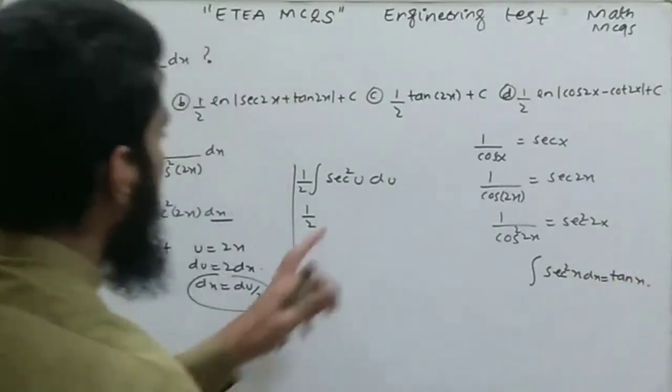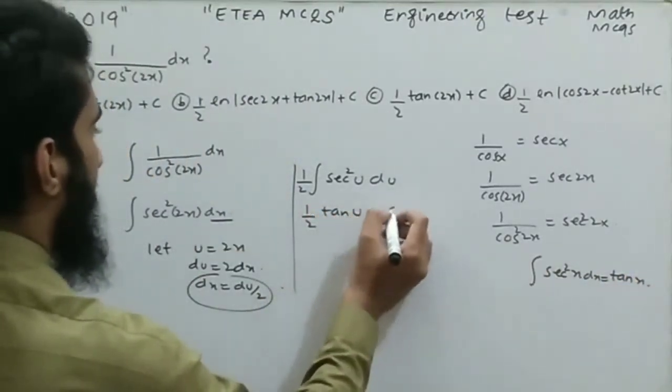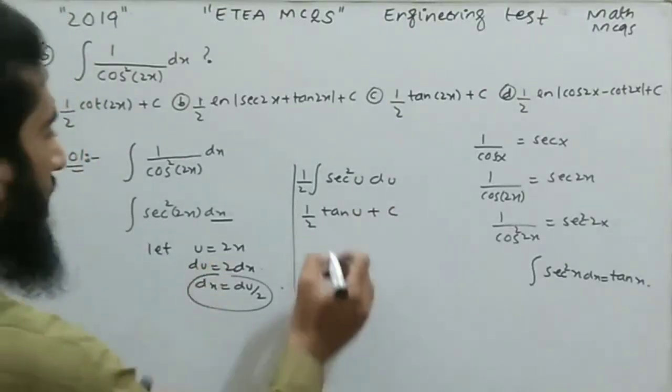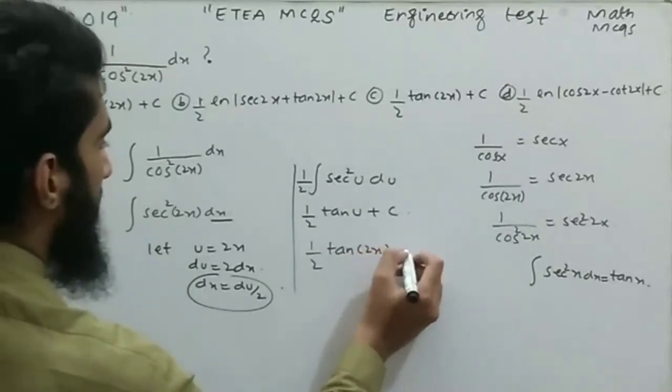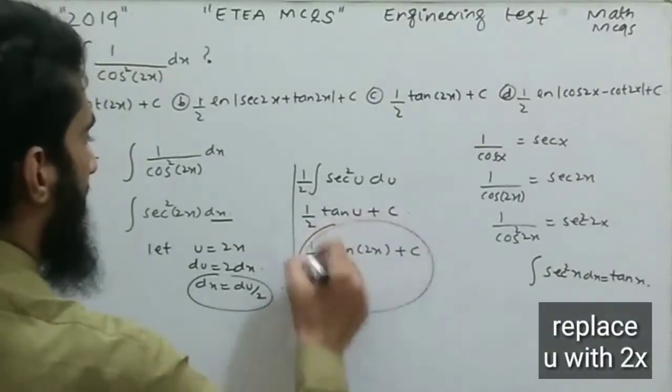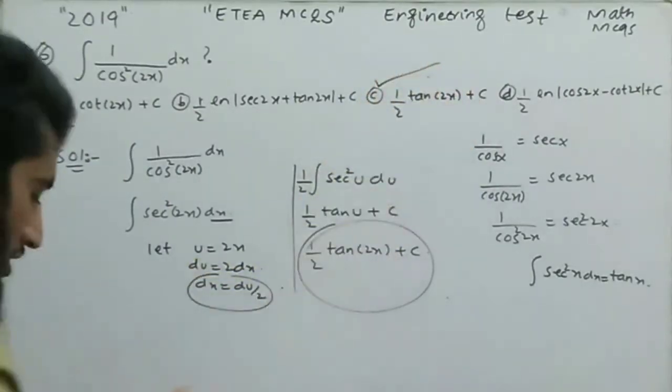So the integral of secant square u will be tangent u, and plus constant of integration. Now again replace u with 2x, it becomes 1 over 2 into tangent of u, which is 2x, so 1 over 2 tangent 2x plus constant. So this is actually the required and desired answer. Correct option for this MCQ number 6 is option number C.